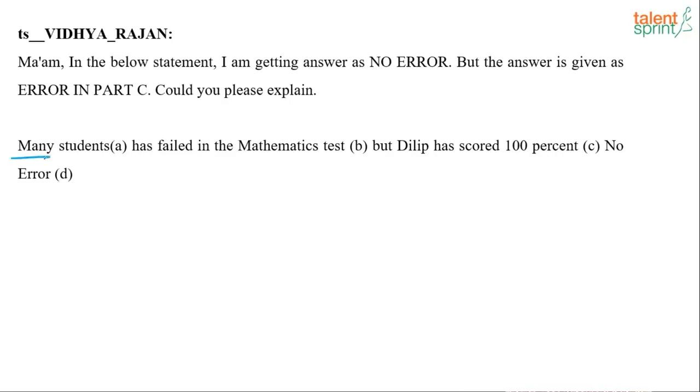As soon as you see many students as the subject, it is not talking about one student, the subject is plural. So the verb, supporting verb, has to take a plural form, not a singular form. So instead of has, it will be have. So many students have failed in mathematics test, but the leap has scored 100%. So the error is not in option number C, the error is in option number B and not C.